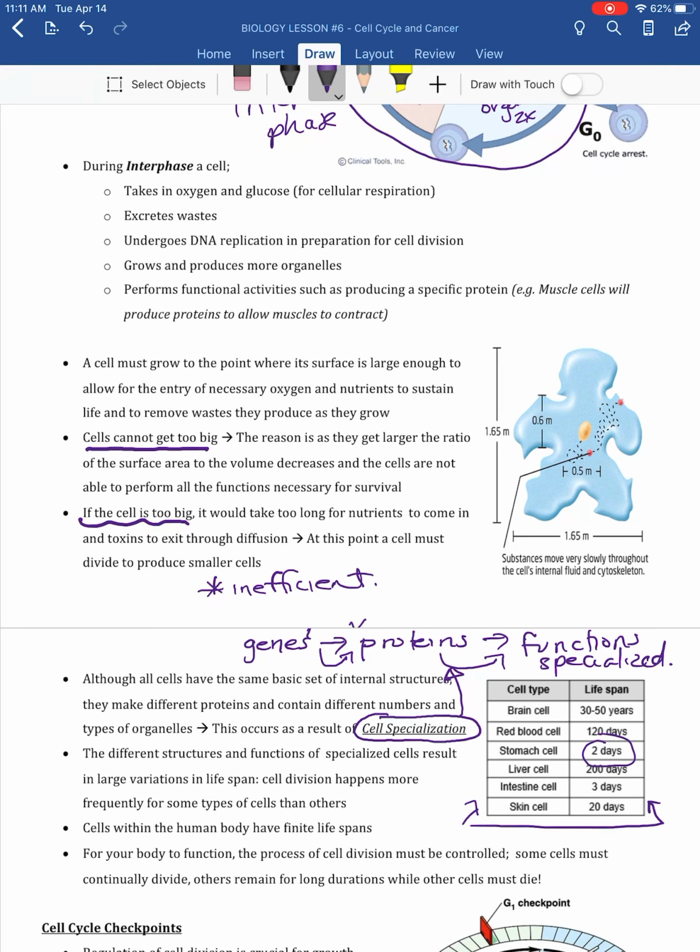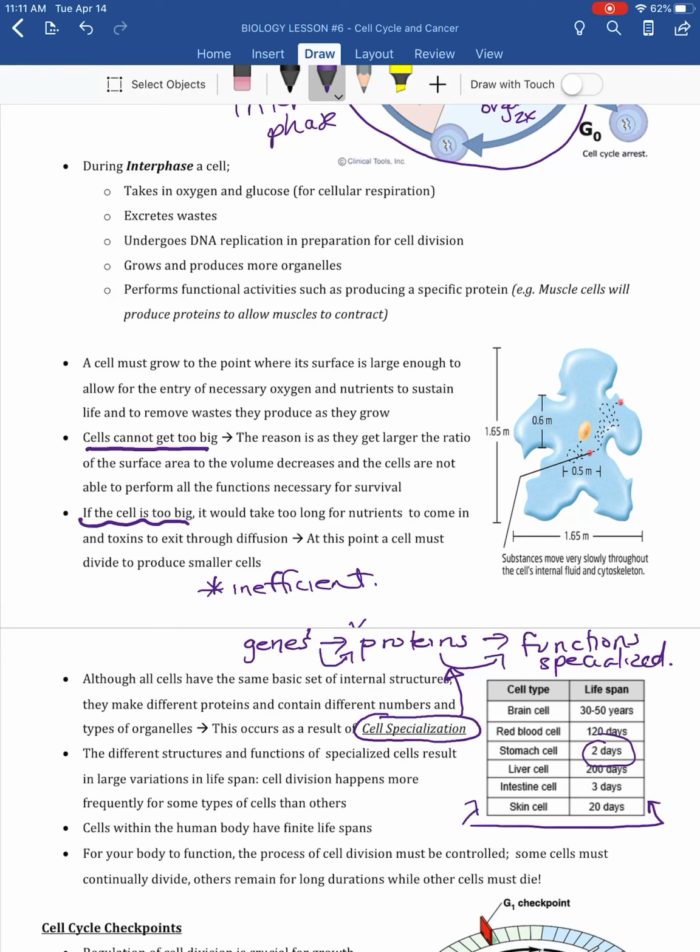Red blood cells, 120 days. So what is that, around 4 months? That's why you can only donate blood in a certain amount of time, because you need to give your body time to replenish that blood cell.